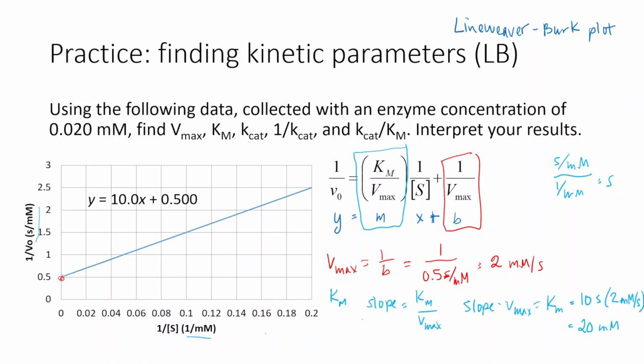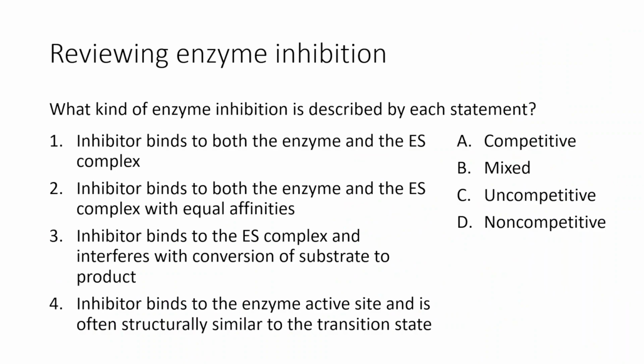All right. Any questions about how we got those? Great. We'll stop doing math for a little while. Let's talk about enzyme inhibition. There are 4 different statements here. Each of them describes a different type of inhibitor. So take a couple of minutes and match them up, and then we'll talk about them together.